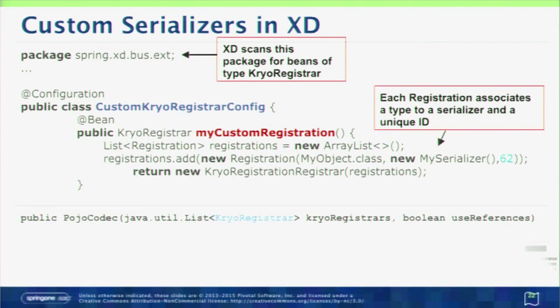So let's look at what a custom serializer configuration would look like in XD. Well, we haven't made it super flexible or cool, because this is such an edge case. Right now we have a sort of hard-coded package that we're going to scan for these types of extensions. So you have to put it in a well-known package, spring.xd.bus.ext, and XD is a Boot app that will add that package and scan the jars for any classes, and particularly it's looking for beans of type Kryo Registration, which is a strategy interface.